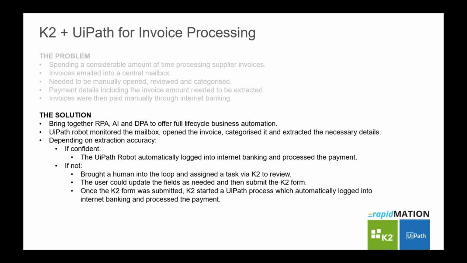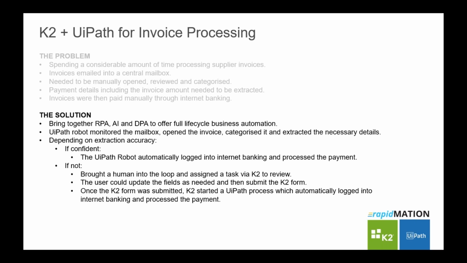It categorized it and it extracted all the necessary details. Now, the necessary details were the invoice amount, what the bank account details were, and any other details around that invoice. And then what we did is, depending on how accurate that artificial intelligence felt that invoice extraction was, it did one of two things.